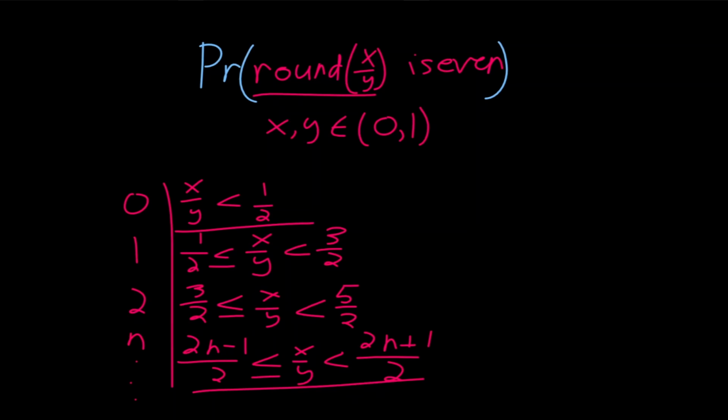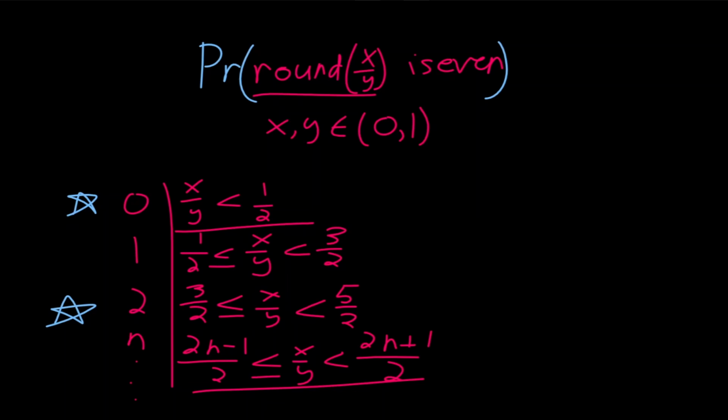So now we can simplify the question a little bit. Instead of asking what the probability of round x over y being even is, what we can instead ask is what's the probability that x over y is less than 1/2, or in between 3/2 and 5/2, and so on and so forth for every single even number.